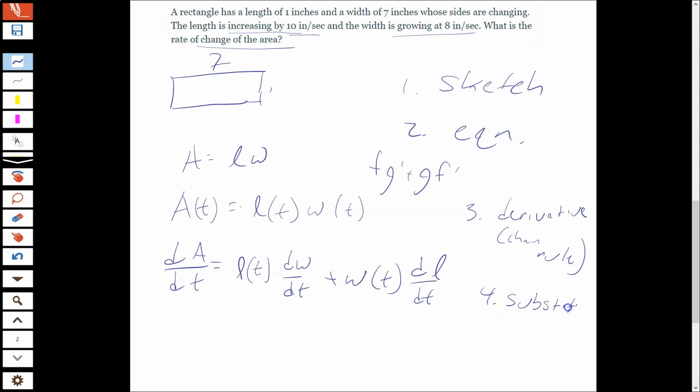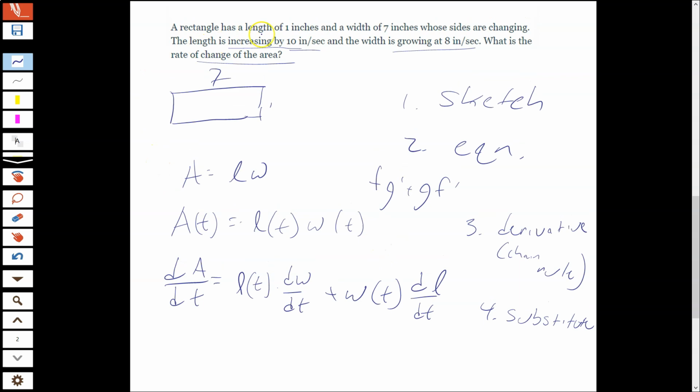Here it looks a little bit different. So L of t, so we need to go across, right? So dA/dt is again what we're trying to find. Then L of t is my length. So L is 1. So this becomes 1 because this is just my plain old length at this particular time. dw/dt, well, that's the rate of change of the width. So the width is growing at 8 inches per second. So that's dw/dt.